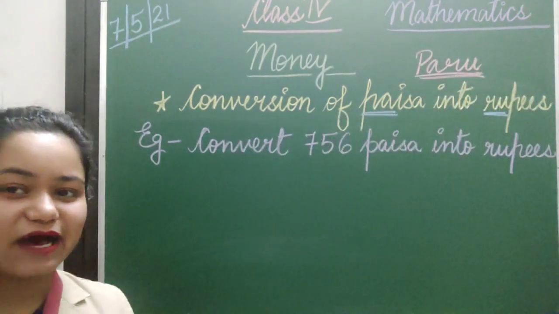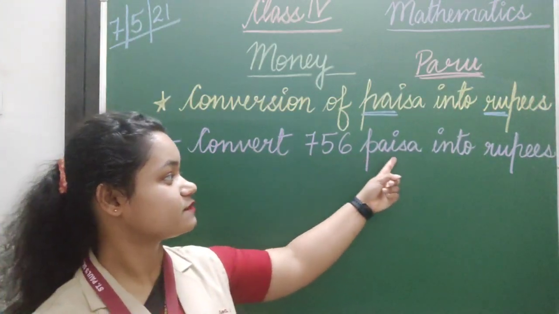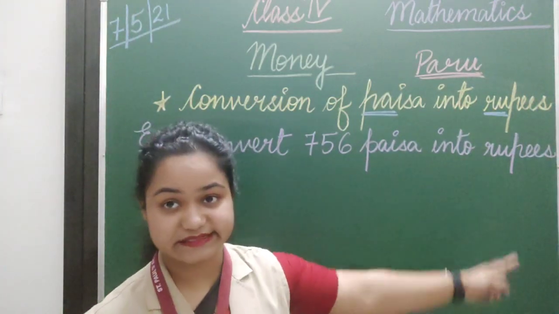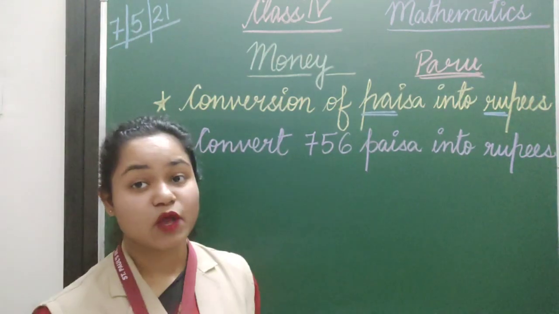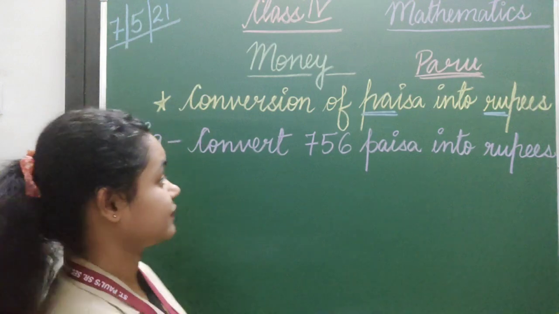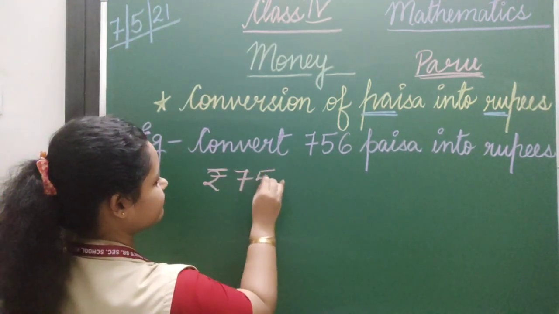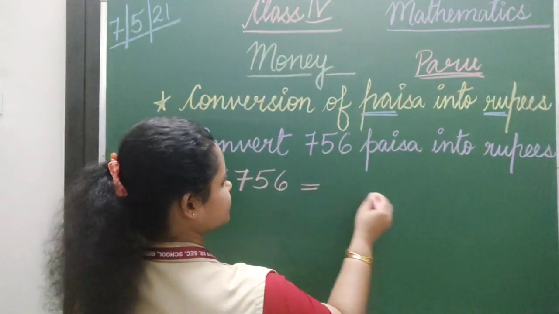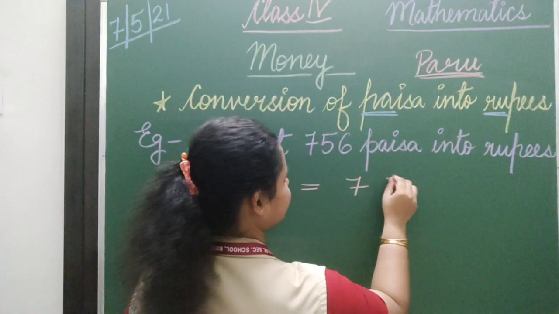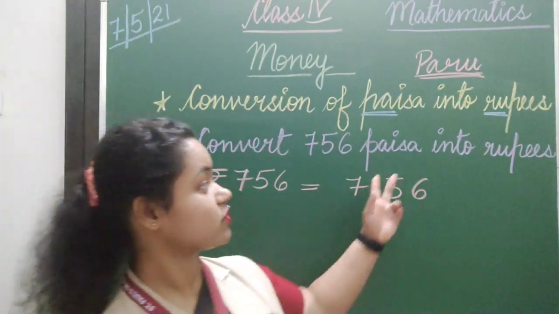Okay. Now convert 756 paisa into rupees. So what you need to do is what Paru does. Paru simply takes the digits which are given in the question. She just copies it down, and then she converts it into rupees.